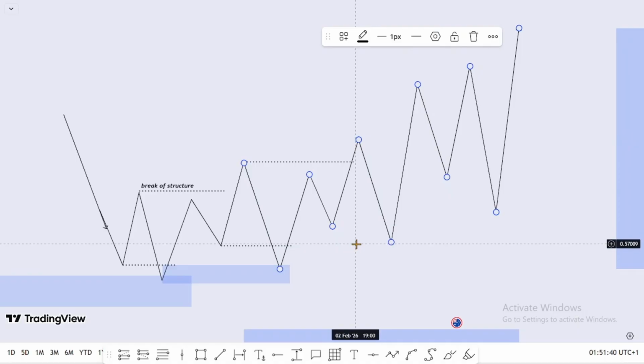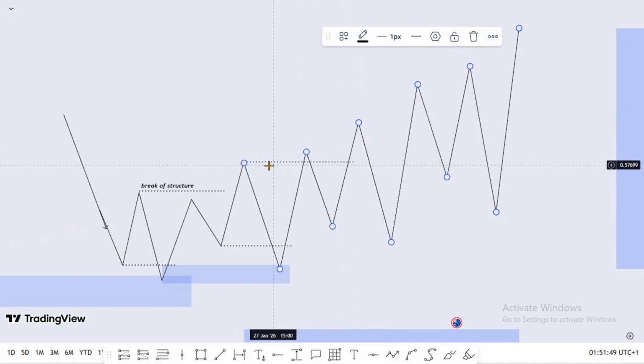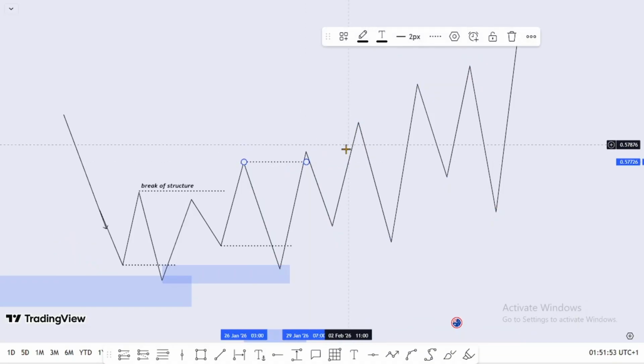So that's basically it. I want to see it break structure, and this break of structure can occur in many ways. It can occur in the form of a double break. As you can see, it broke the first structure, then broke the second structure. The most important thing is this internal range liquidity.